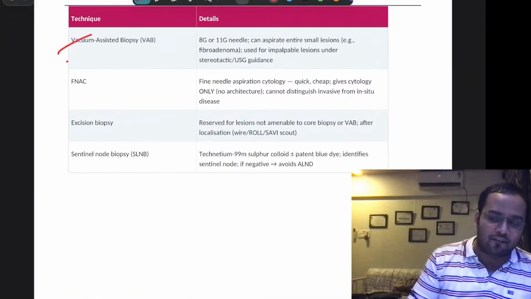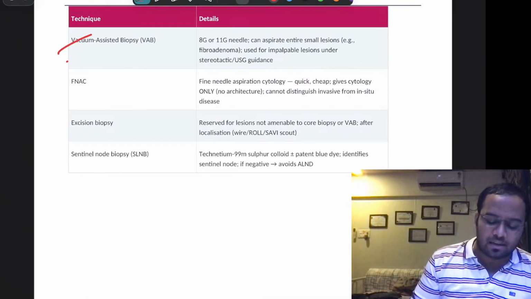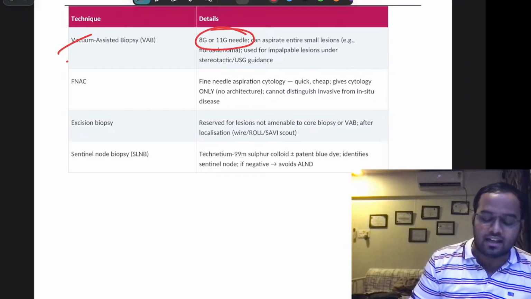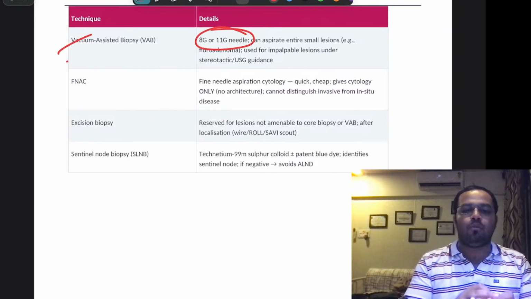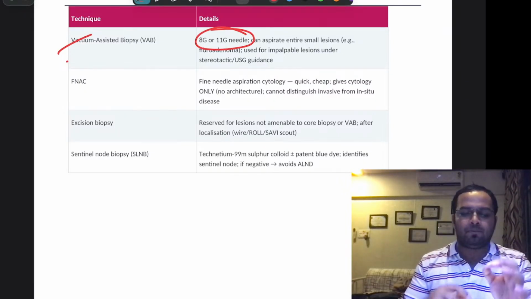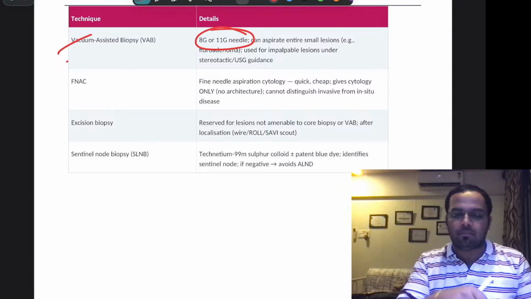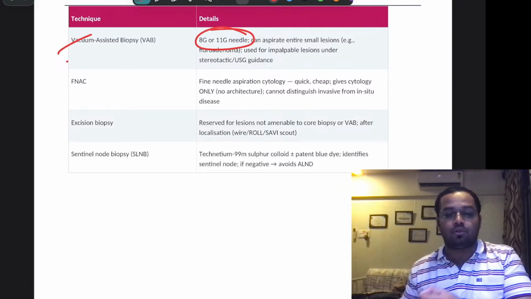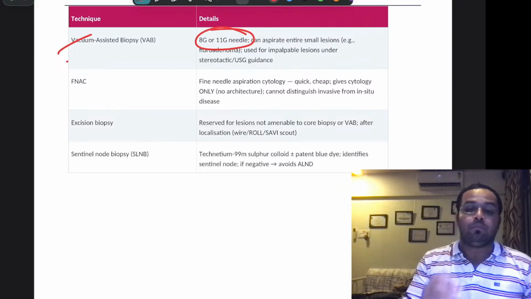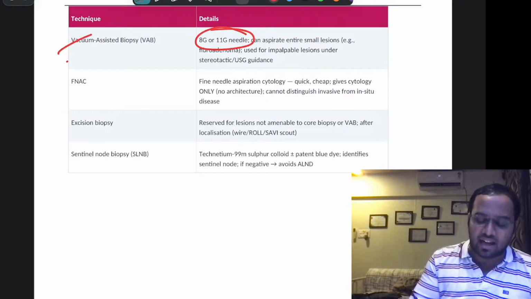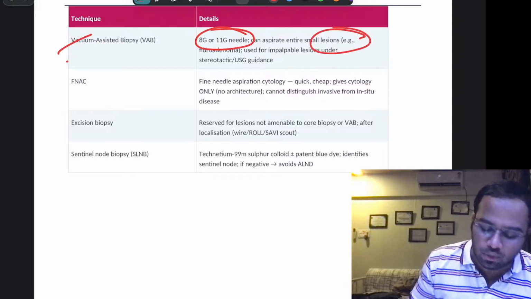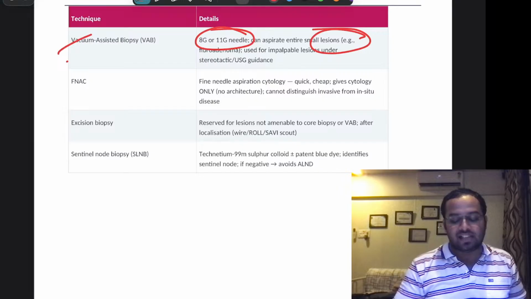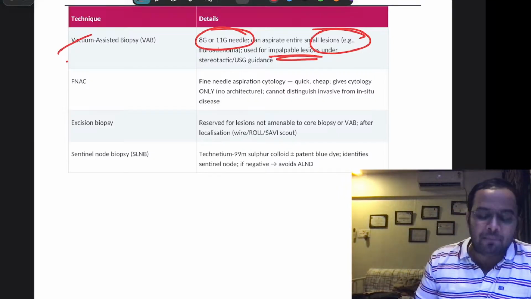Then there is the vacuum assisted biopsy. A vacuum assisted biopsy can be done with an 8 gauge or 18 gauge needle. It has a vacuum attached to it. Normally in a core biopsy you just take the tissue after firing, but if you attach a vacuum, you get more tissue, more tumor burden. So small lesions of 1 centimeter can actually be removed completely with vacuum assisted biopsy. So it can be used for impalpable lesions as well.